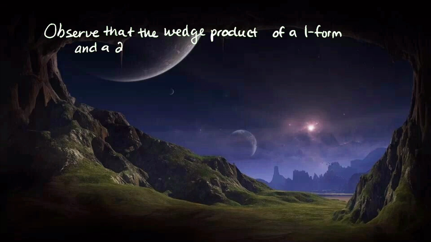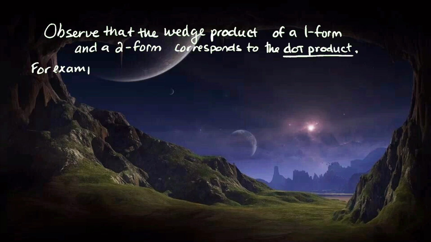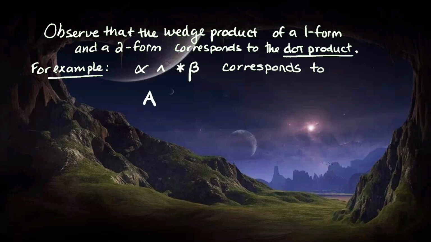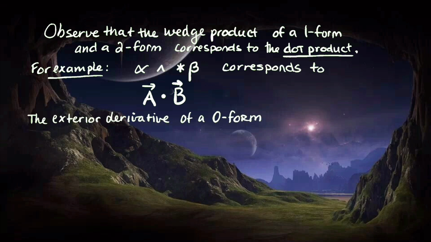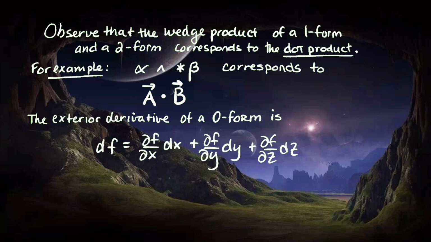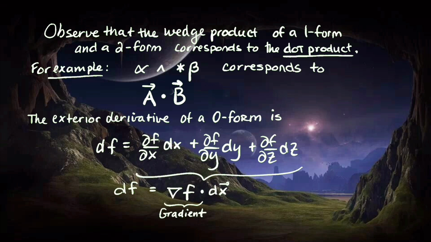We observe that the wedge product of a 1 form and a 2 form corresponds to the dot product. For example, alpha wedge star beta corresponds to the dot product of two vectors a and b. The exterior derivative of a 0 form is the total differential, df. And again, that's given by the gradient del f times the differential vector dx.